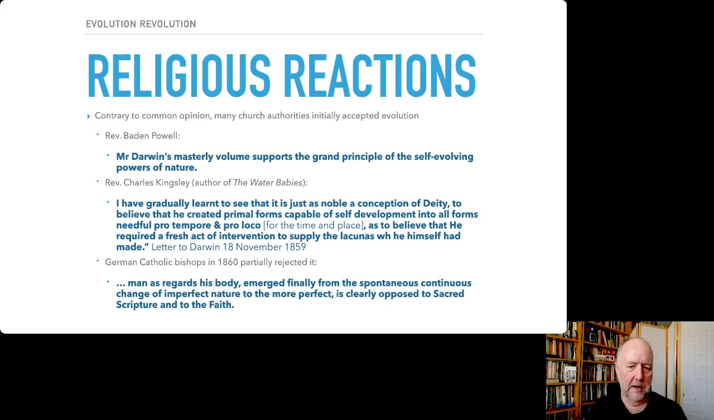William Temple and other leading English-speaking thinkers, Catholic thinkers, also said something similar, that a God who had to fix up things along the way was not a God worth worshipping. However, in 1860, a conclave of German Catholic bishops partly rejected it: "Man, as regards his body, emerged finally from the spontaneous, continuous change of imperfect nature to the more perfect, is clearly opposed to sacred scripture and to the faith."